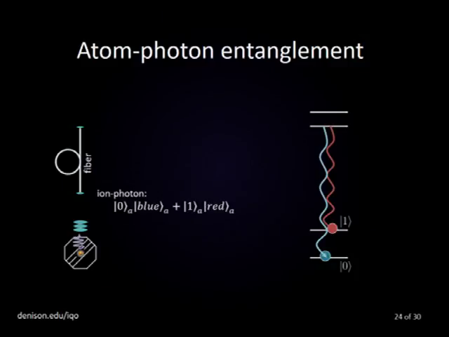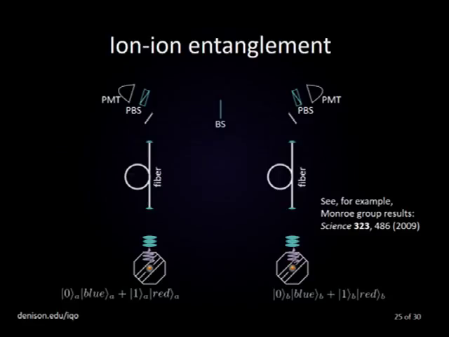So if it decays to 1, the photon had a more red wavelength or lower frequency. If it decays to zero, it has a higher frequency or more blue light that comes out. So you end up with an entangled state between the atom and the photon that's zero blue plus one red. If the atom's in state one, photon's red. If the atom's in state zero, photon's blue. Okay?